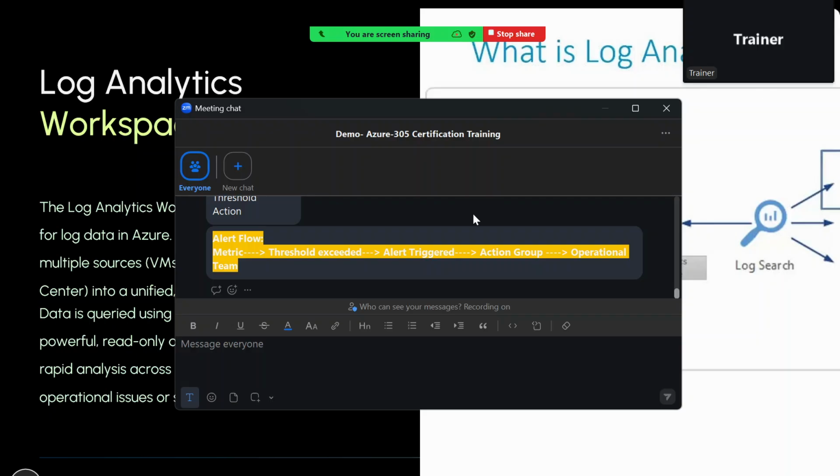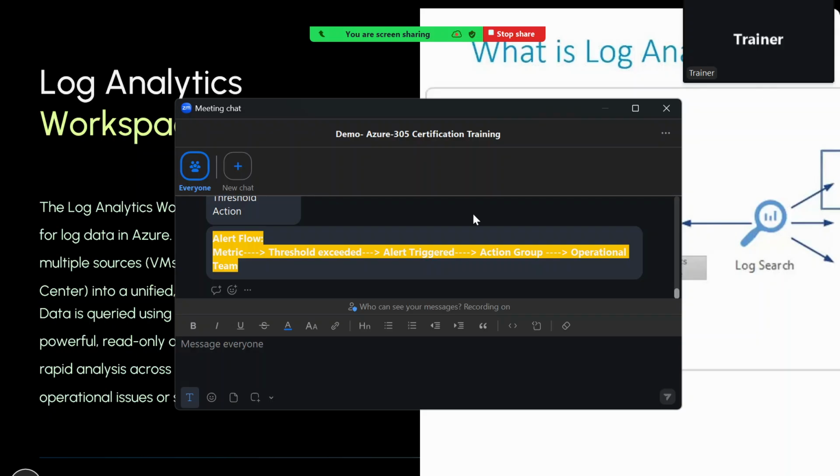Now, what is a dashboard? Azure Monitor dashboards display metrics, logs, alerts, availability, and performance. Executives and operations teams use them daily. So what does the monitoring workflow look like? It starts from resources, then goes to metrics, then logs, then Azure Monitor, then alerts, then action groups, then engineers, then Log Analytics and investigation, completing the monitoring life cycle.